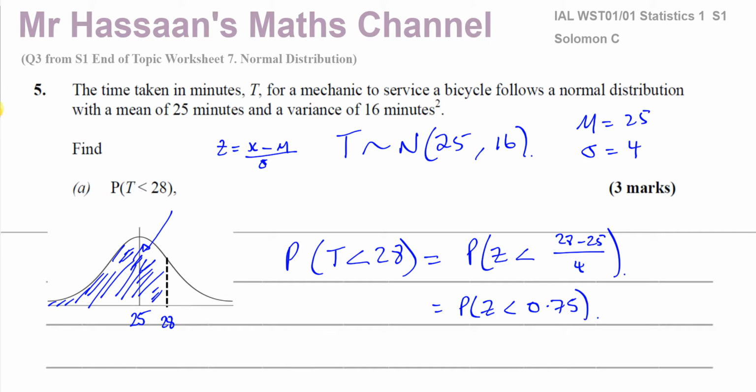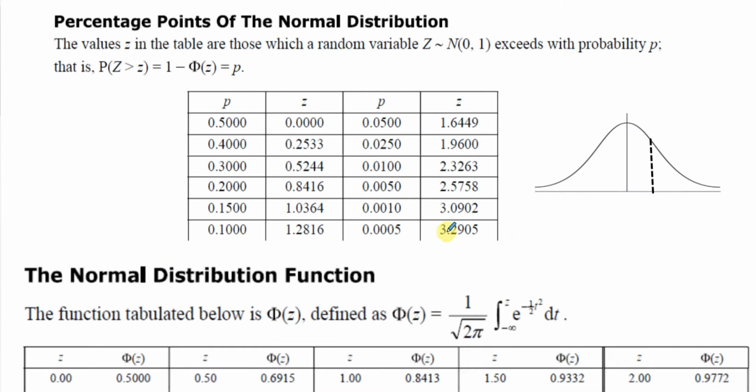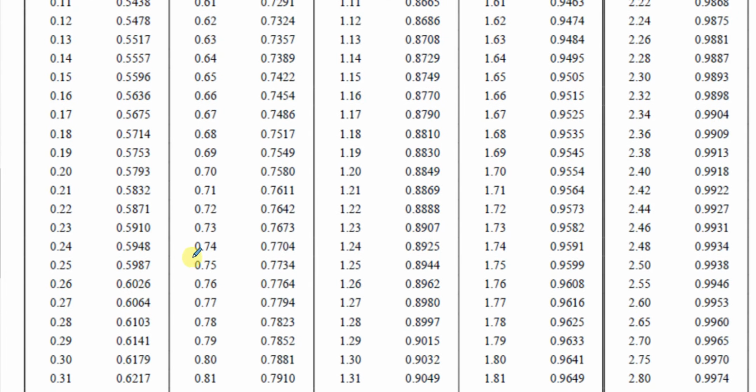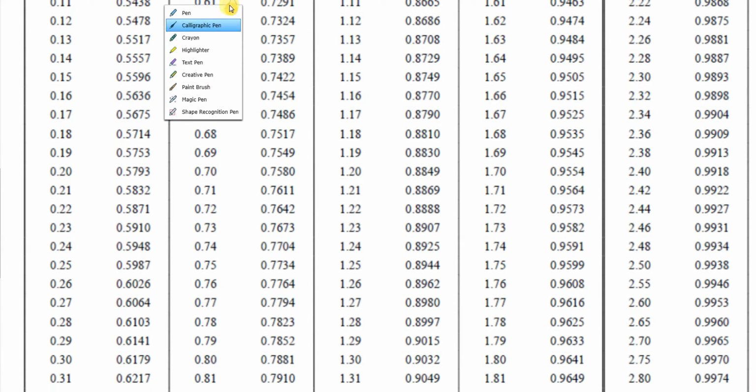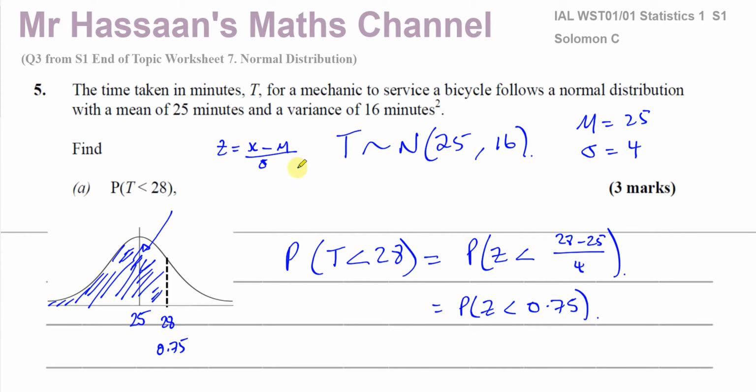So that's the probability that z is less than 3/4, which is 0.75. So I need to find the probability that z is less than 0.75, and that's what I can use this table for. When I go to 0.75, the table will tell me the area to the left of it, which is what I need. Let me go to 0.75. On the table, it's right over here. The value for z of 0.75 is 0.7734. So I know that this is equal to 0.7734.